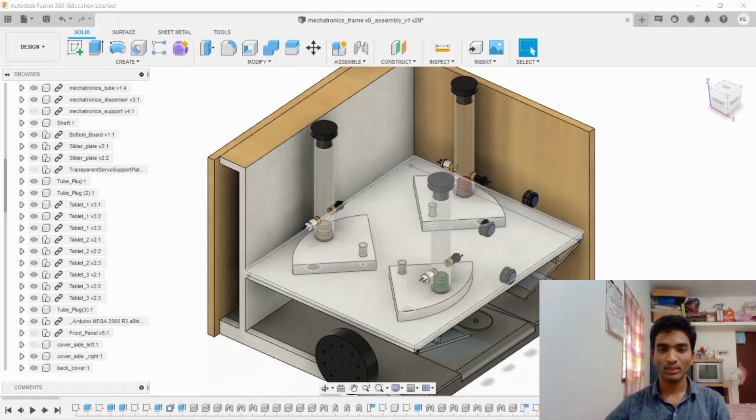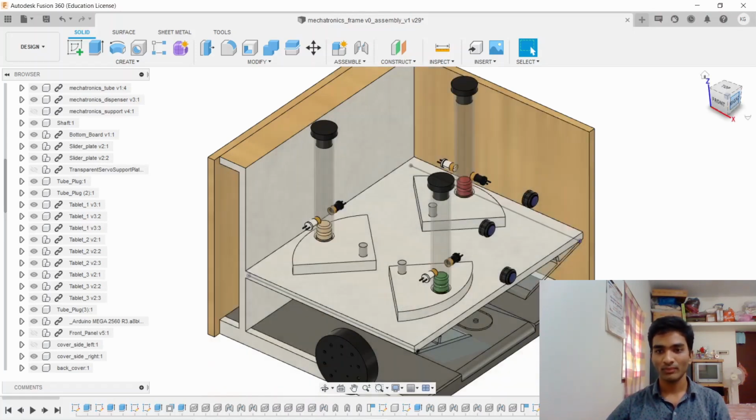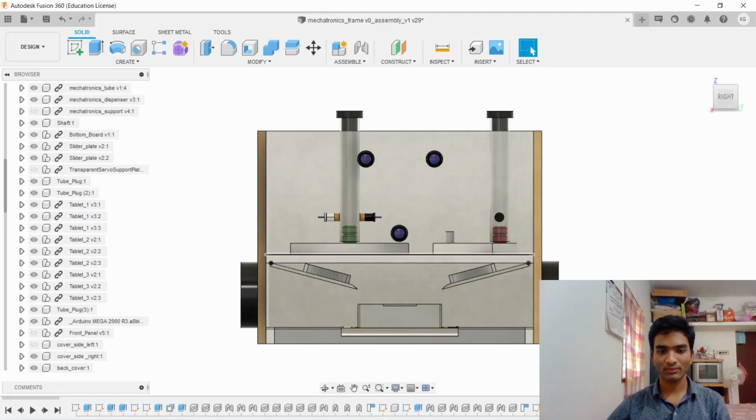So we have three quarter circles here for the three medicine pills, and this is the servo motor shaft. We can see the front view of the prototype. Here there are two basic parts: one is the dispensing cup, and the other is the slider.